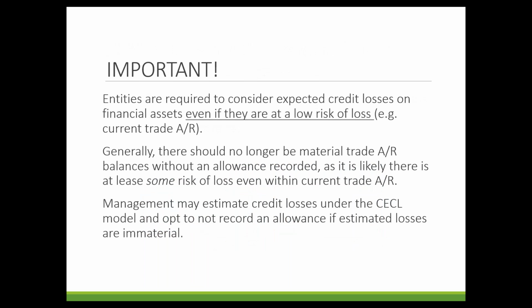When implementing this new standard, it's important to note there is no minimum recognition threshold for estimated credit losses. That means we can't just say we're going to ignore it because the expected credit losses are immaterial without first having gone through the process of estimating. That being said, you might estimate the allowance for credit losses using the new CECL model and then determine that the allowance is completely immaterial. In that case, you could opt to not record the allowance. However, the process of estimation using the new model still needs to happen first in order to make that determination.